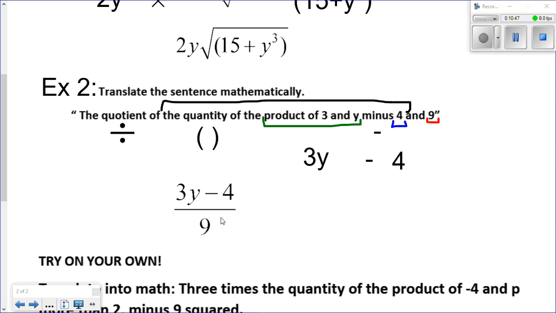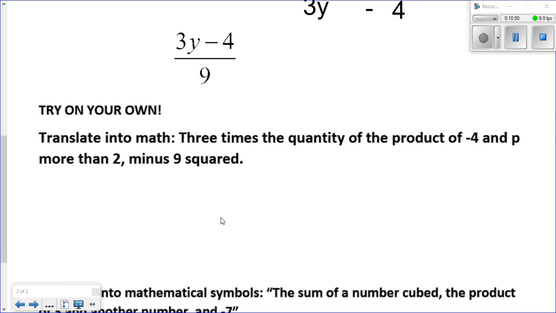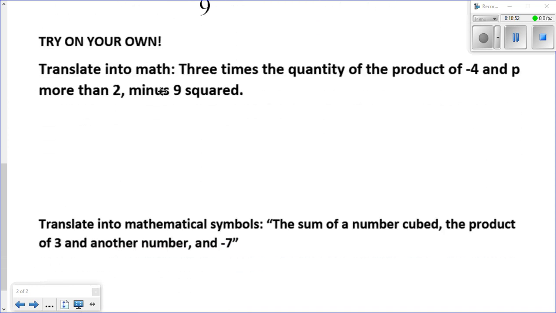Okay? The last thing you're going to do are these two try on your own. So I'm going to leave them here so you can copy them. You can just pause the video, and you're going to try these on your own. You do need to write, so you need to label try on your own, and after it you can put a colon, and you can write translate into math, because they're both being translated into math. So you do need to write your directions here. Okay? And then you're going to write out the words, and then underneath it you'll write out the math. Okay, that's what I'm going to be looking for.